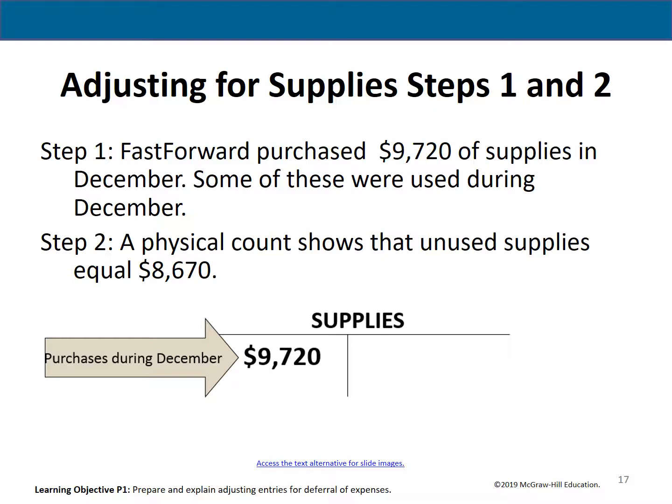But at the end of the time period we're looking at, that's when we start paying attention to what's in the supply closet. So we'll go in and take an inventory and determine the value of the supplies still on hand. And that's what they're doing in step 2. At December 31st, there's $86.70 of supplies at the end.